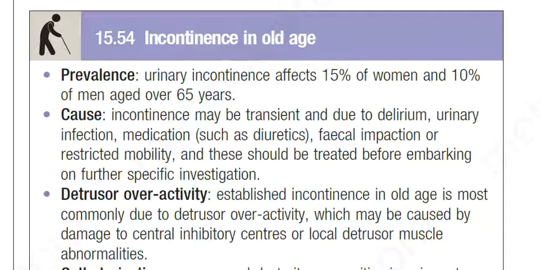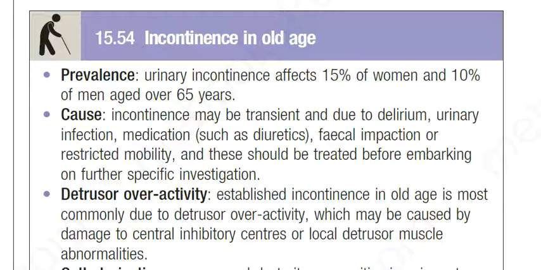Now, incontinence in old age. Prevalence. Urinary incontinence affects 15% of women and 10% of men aged over 65 years. Cause. Incontinence may be transient and due to delirium, urinary infection, medications such as diuretics, fecal impaction, or restricted mobility, and this should be treated before embarking on further specific investigation.